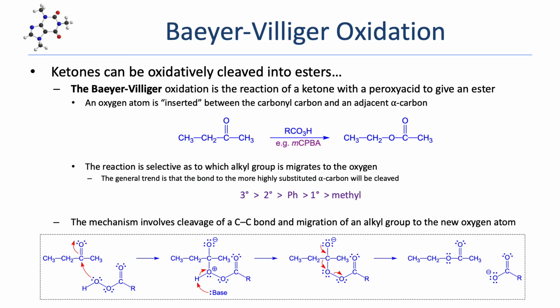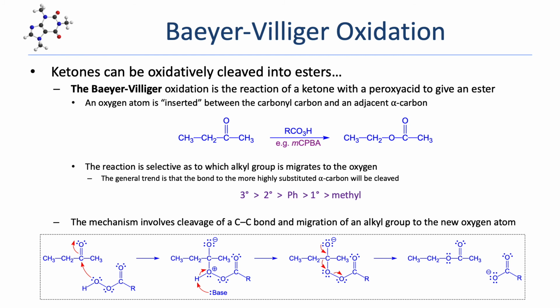We'll wrap up our survey of oxidations with a brief look at the Baeyer-Villiger oxidation. The Baeyer-Villiger oxidation is the oxidative cleavage of a ketone with a peroxy acid to give an ester. Essentially, an oxygen atom is inserted between the carbonyl and one of the adjacent alpha carbons. In the example, we see 2-butanone reacted with a peroxy acid to give ethyl acetate.